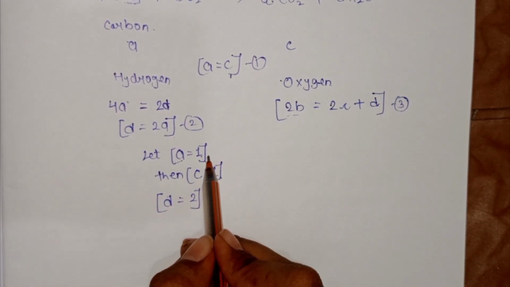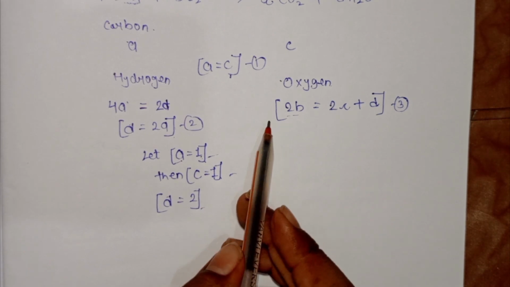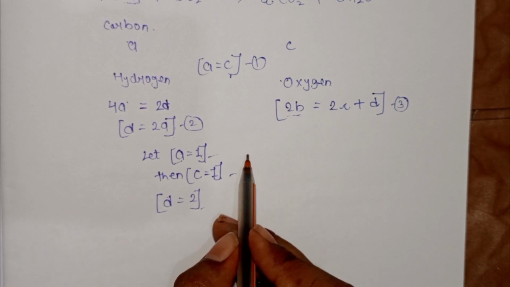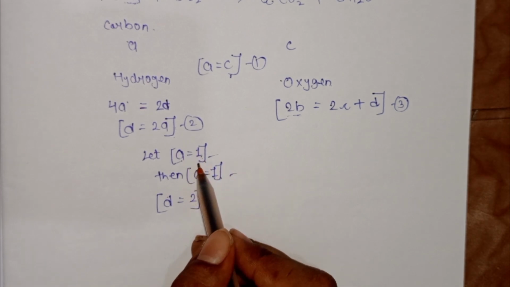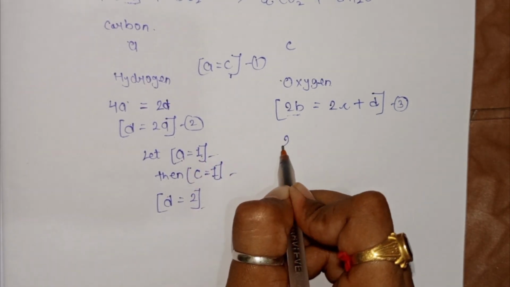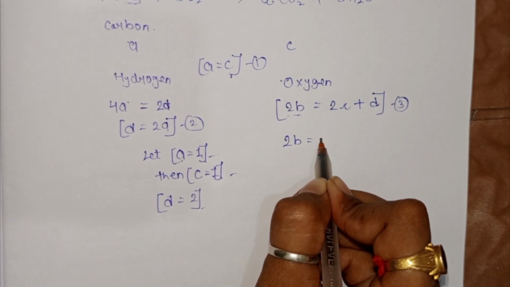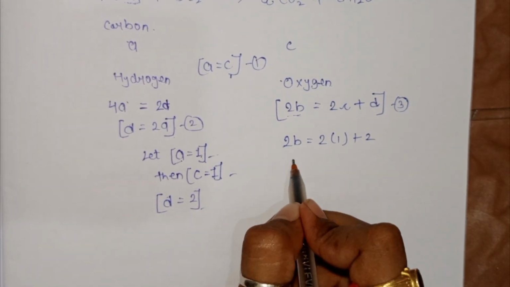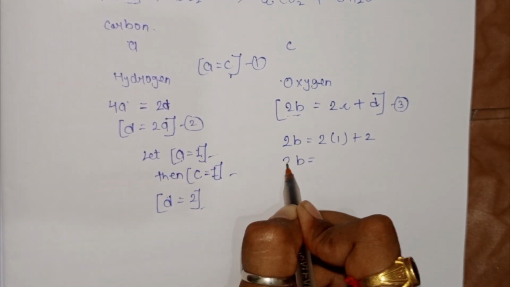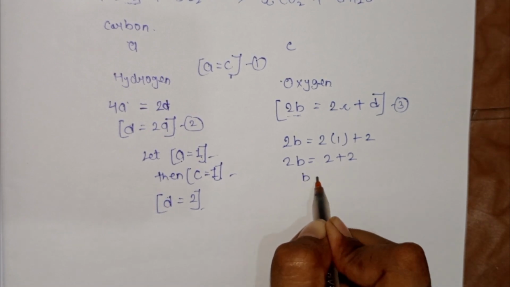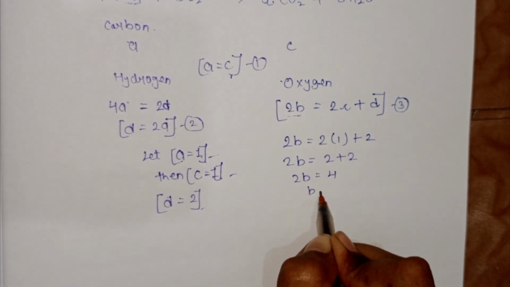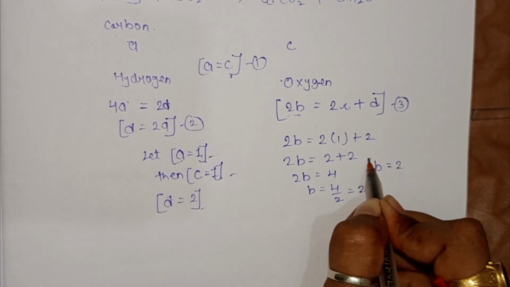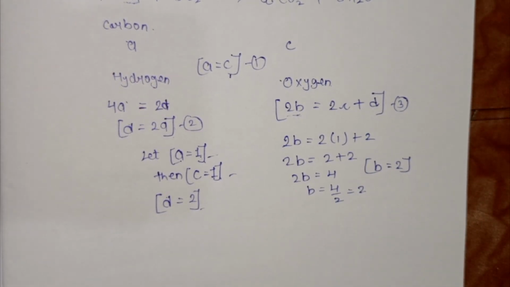Now we get a, c, d. The remaining is b. From equation number 3, we should put all the coefficient values in this equation. So now 2b is equal to 2c plus d, means 2 times c, which is 1, plus d, which is 2. On further solving, 2b is equal to 2 plus 2, b is equal to 4 by 2, which is equal to 2. So automatically b is equal to 2. We get all the coefficients.